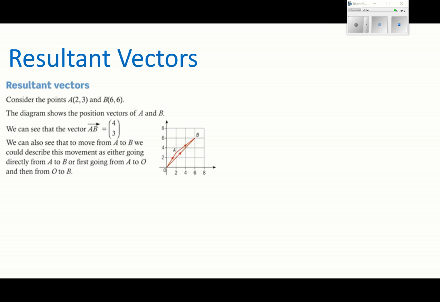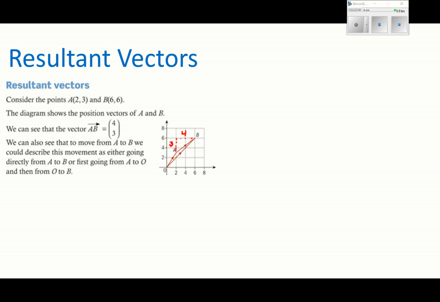Resultant vectors. Now we'll start to be able to represent different vectors, what happens when we move from one vector to another. This would be the resultant vector. So consider the points: point A is at (2, 3), point B is at (6, 6). The diagram shows those position vectors of A and B. We can see that the vector AB is going to be (4, 3), because if we went from here over to B, we went horizontally 4 and up 3.